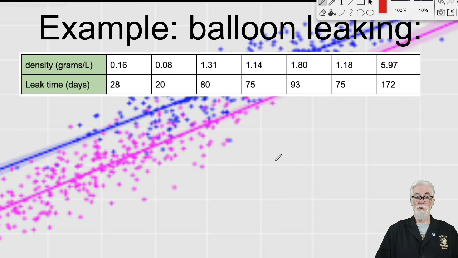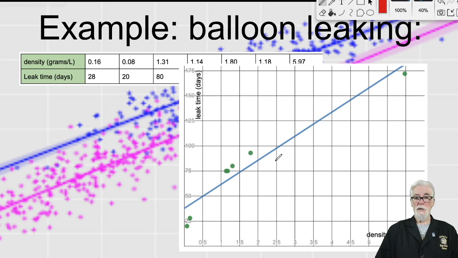This is an example of a balloon leaking, and the density is given in grams per liter, so these are different gases that have different densities, and the time it takes for the gas to leak out of the balloon is measured in days. It looks like the heavier the gas is, the longer it takes to leak out of the balloon. Let's plot this data and see what we get.